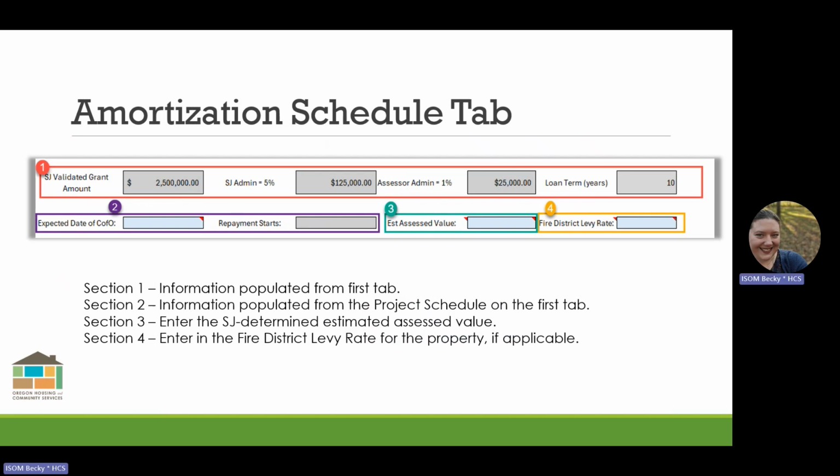The next tab is the amortization schedule. A lot of this information will pull over from the MERL Review Request tab, such as the grant amount, the calculations for both admin fees for the sponsoring jurisdiction and the county assessor, the loan term, and the expected date of certificate of occupancy. The expected date of the receipt of the certificate of occupancy will determine when repayment of the loan will start.